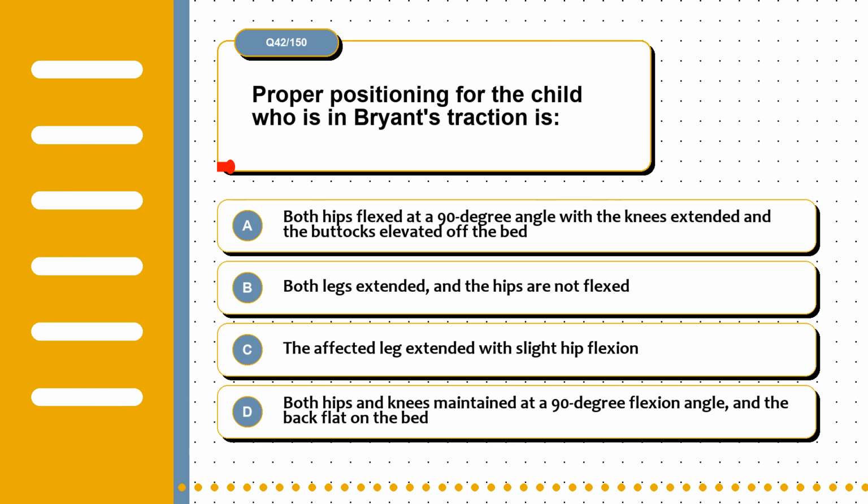Question 42. Proper positioning for the child who is in Bryant's traction is. Here are the options. Option A. Both hips flexed at a 90-degree angle with the knees extended and the buttocks elevated off the bed. Option B. Both legs extended and the hips are not flexed. Option C. The affected leg extended with slight hip flexion. Option D. Both hips and knees maintained at a 90-degree flexion angle, and the back flat on the bed.